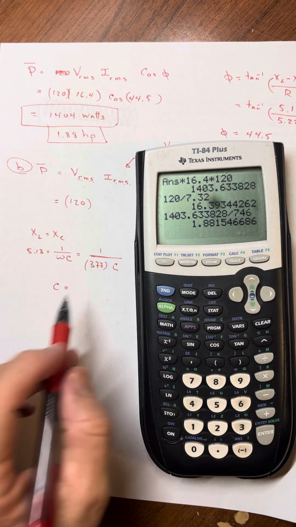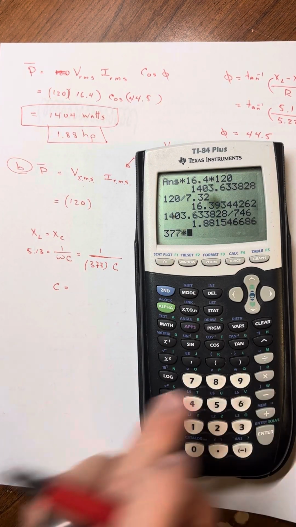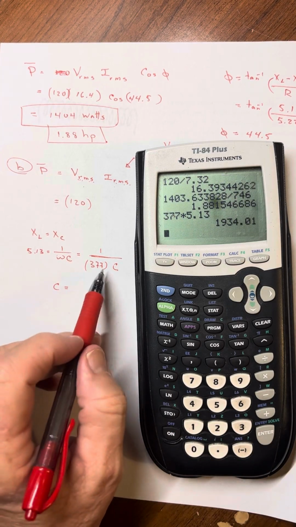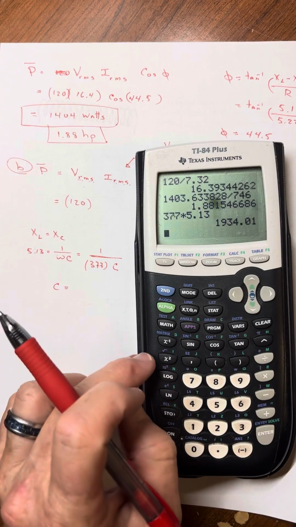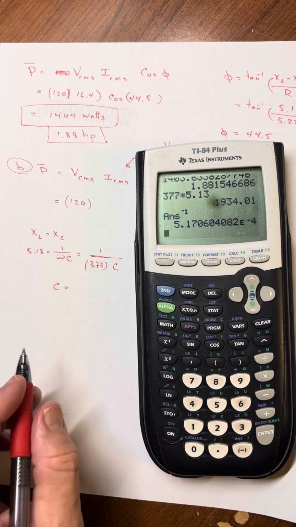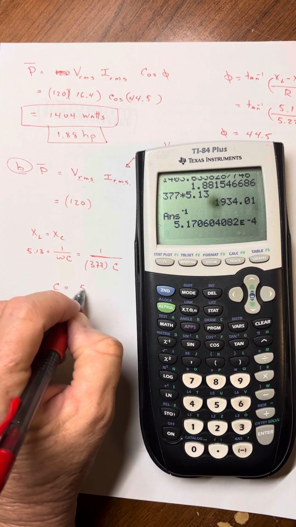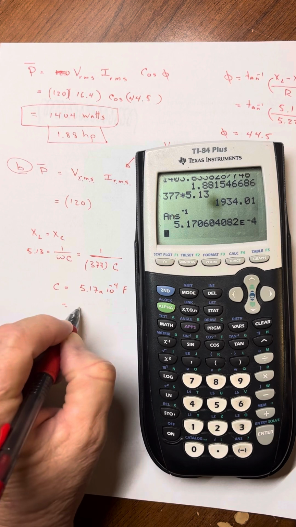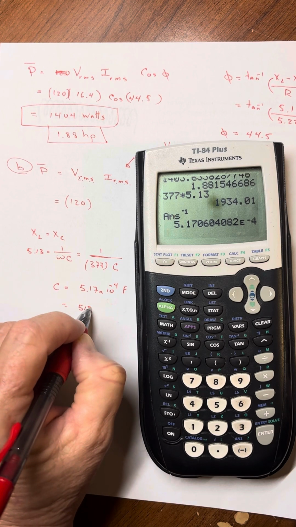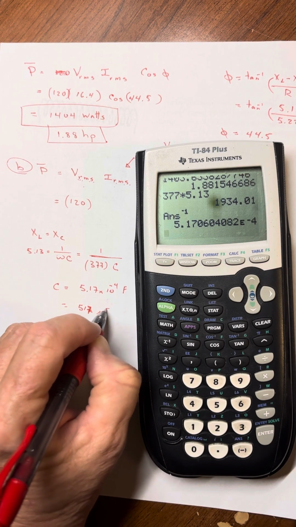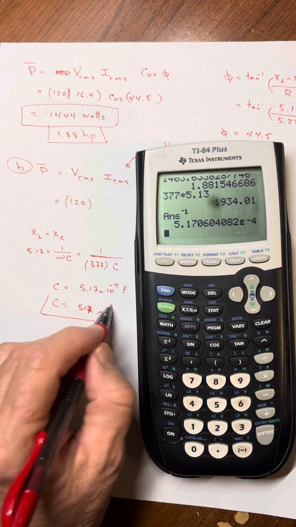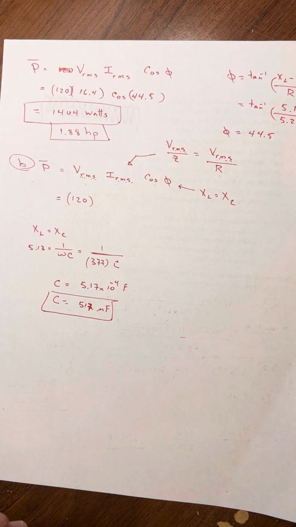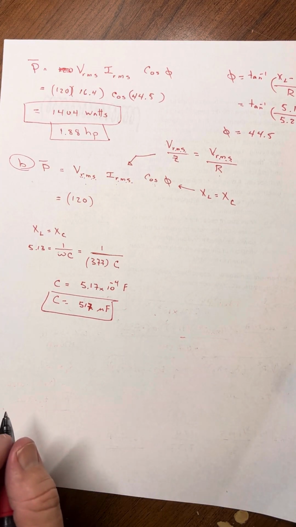So if I grab my calculator and go 377 times 5.13, that's what I get when I multiply those together. And bring the C to the other side, so I want the reciprocal of that. And we're looking at 5.17 times 10 to the minus 4 farad. About a 517 microfarad capacitor would do it. And that would bring the current in alignment.